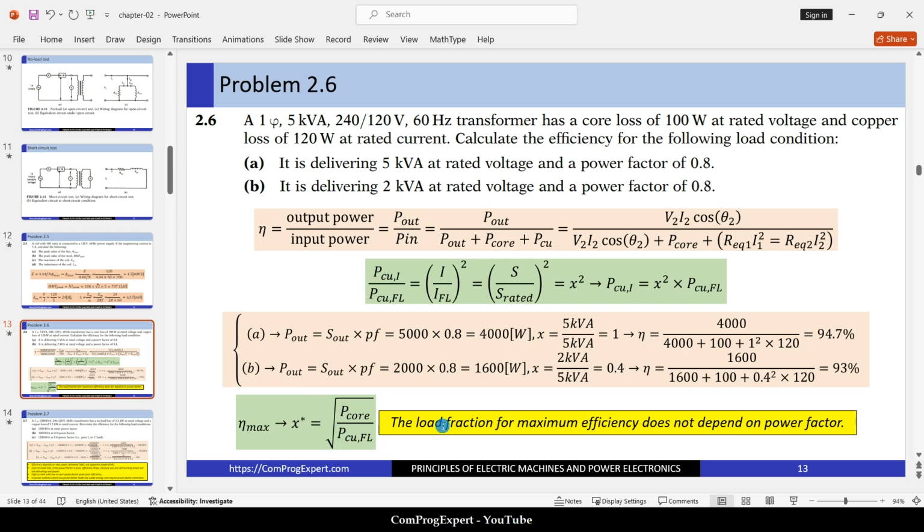And the load fraction for maximum efficiency does not depend on the value of the power factor of the load. Yes. So when we change the load power factor, the load fraction at which we get the maximum efficiency is the same.